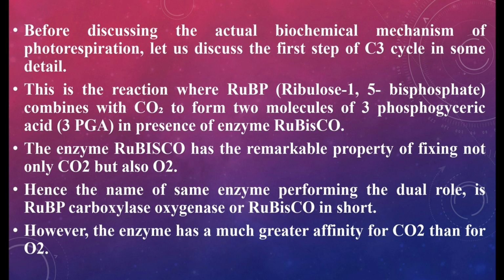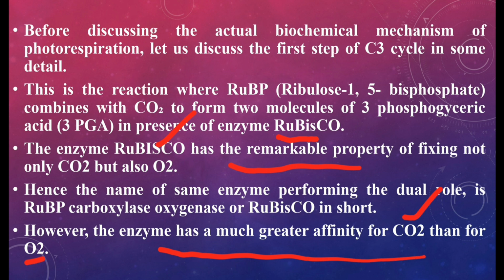Before discussing the actual biochemical mechanism of photorespiration, let us discuss the first step of C3 in some detail. This is the reaction where ribulose 1,5-bisphosphate combines with carbon dioxide to form 2 molecules of phosphoglyceric acid in presence of the enzyme rubisco, or ribulose 1,5-bisphosphate carboxylase oxygenase. This enzyme rubisco has the remarkable property of fixing not only CO2 but also oxygen. Hence the enzyme performing a dual role is called RuBP carboxylase as well as oxygenase, or rubisco in short. However, this enzyme has much greater affinity for carbon dioxide than O2, but it can fix both carbon dioxide as well as oxygen.